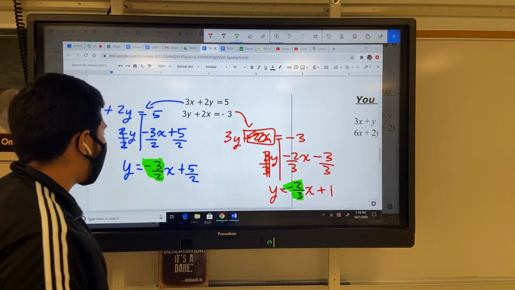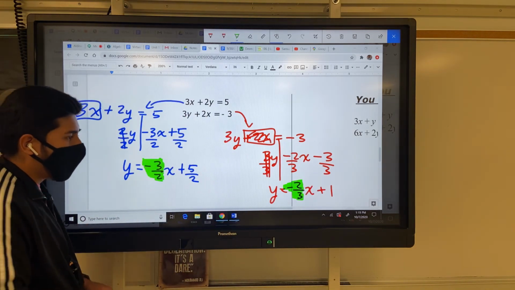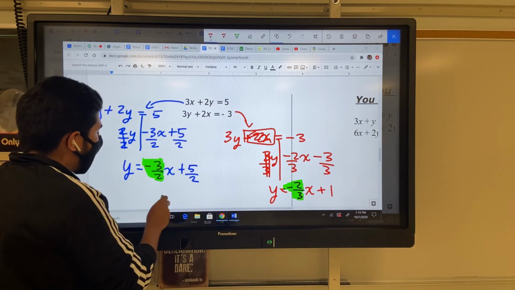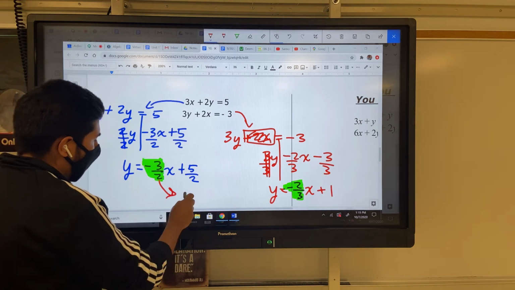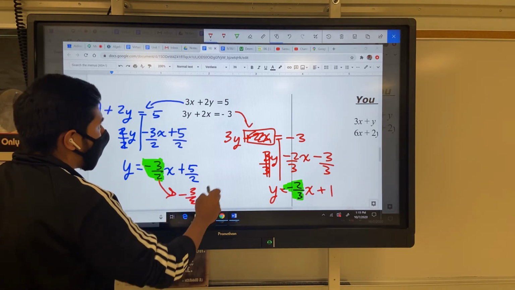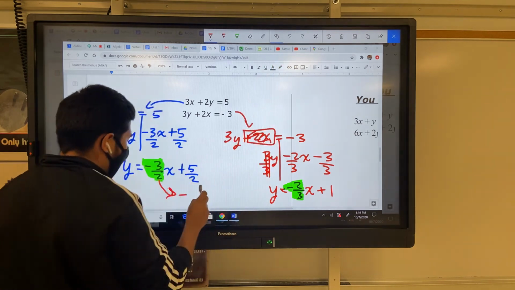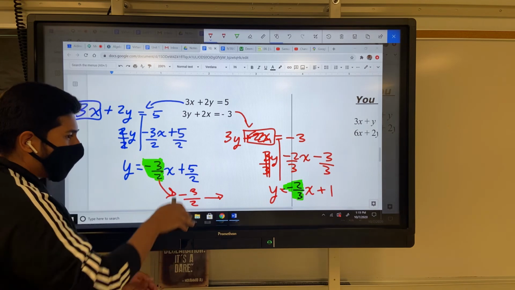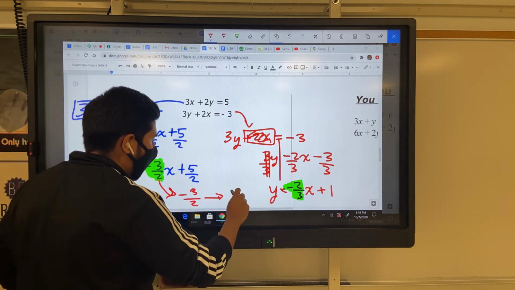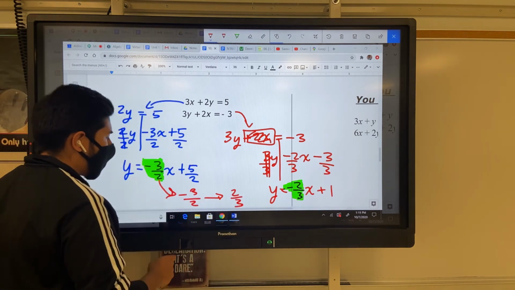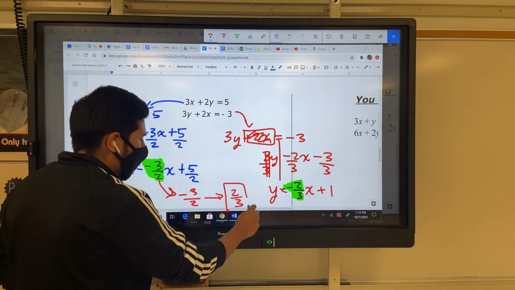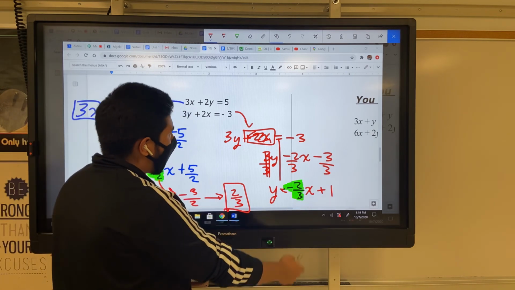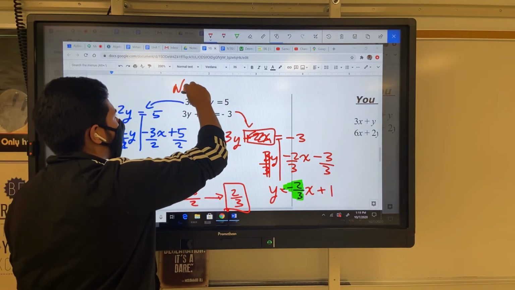And then we compare. Is negative 3 over 2 and negative 2 over 3 the same? No, it's not parallel. So let's do the perpendicular situation to see if maybe it's perpendicular. Negative 3 over 2: perpendicular says to flip the denominator and the numerator, 2 over 3, and change the sign from negative to positive. So is this the same as this? Still no, because this is positive and this is negative. So this problem is neither.